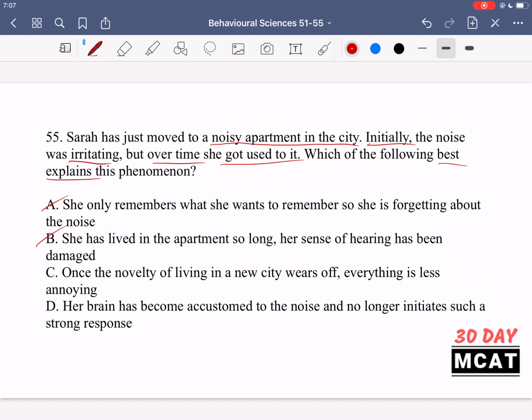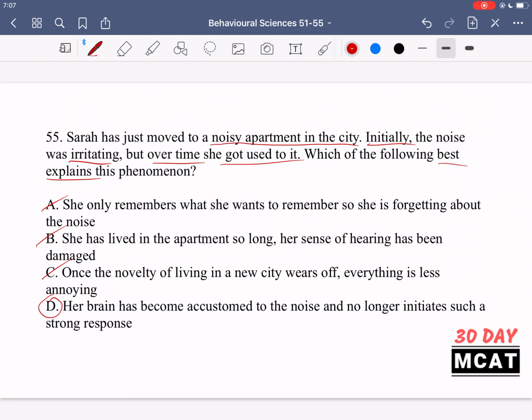Option C is saying once the novelty of living in a new city wears off, everything is less annoying. No, this is just some crazy answer just thrown in there. No, that doesn't explain this phenomenon at all. And this is too specific to a new city. That's just the example that we're talking about. But this can happen for any given stimuli, which is noticeable at first and then eventually goes away. We're looking for a different answer.